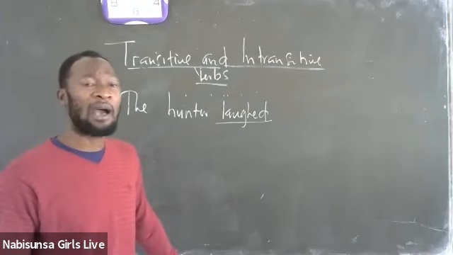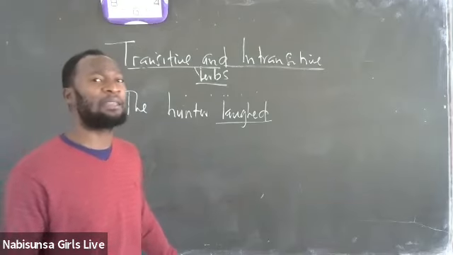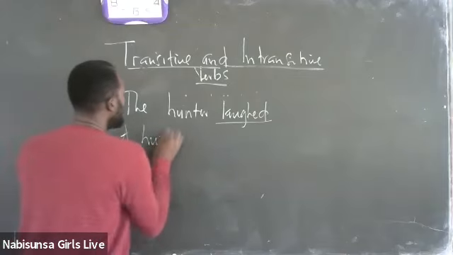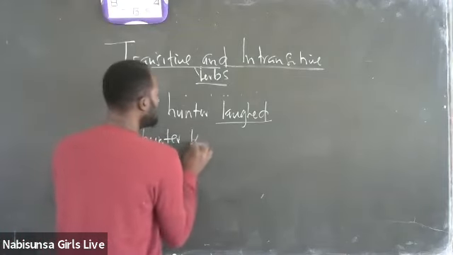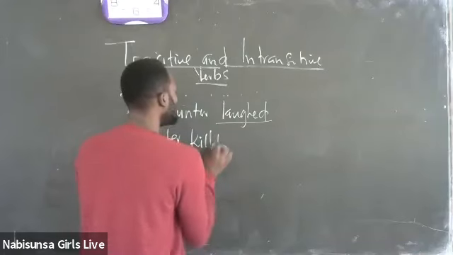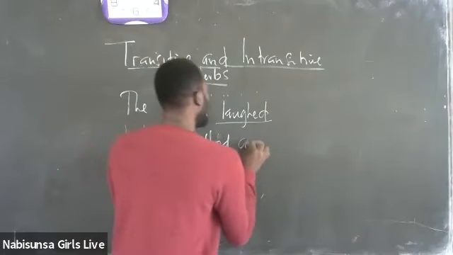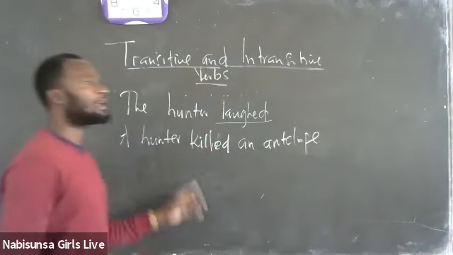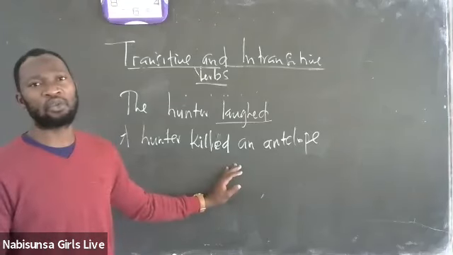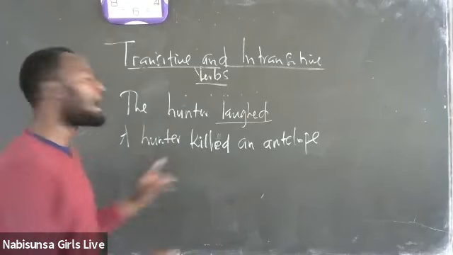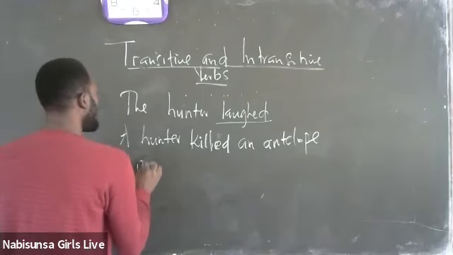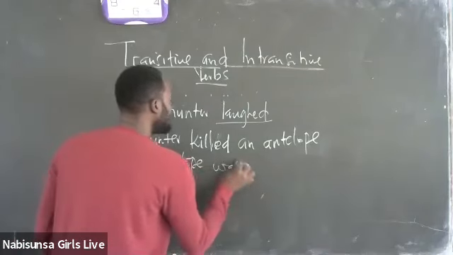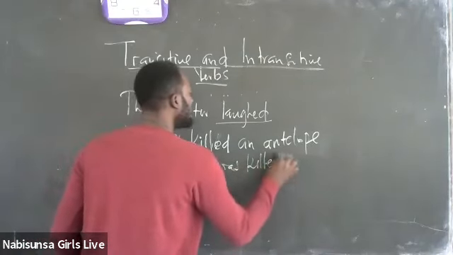So if we are changing, they were asking me here, what would happen in the passive voice where we have a hunter killed an antelope. A hunter killed an antelope. So what is the passive voice of this one here? The passive voice is going to be an antelope was killed. Antelope was killed.